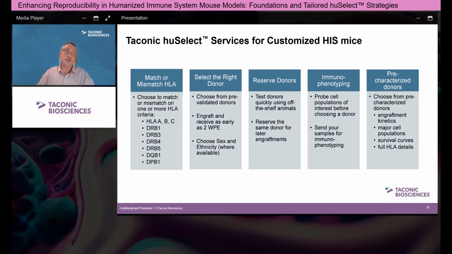This allows you to reserve donors within our inventory and come back to them to generate additional mice for subsequent studies. Additionally, we have built out significant capabilities in performing immunophenotyping via FACS analysis of these animals. So we can look into questions of, is a specific cell population present? Because of course, if you're studying a target on a specific immune cell, you want to know if it's there before choosing that particular model.